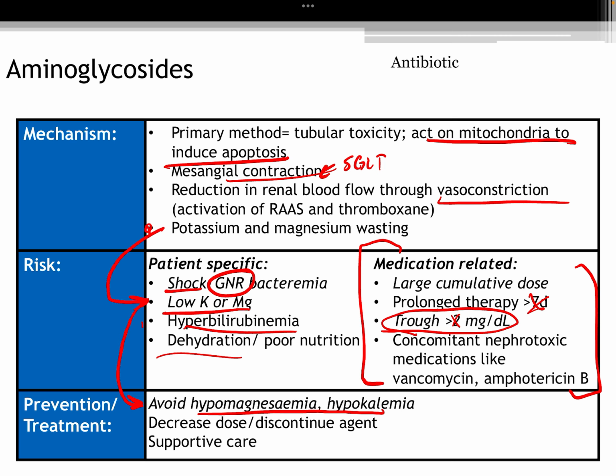Just so you guys know, some antibiotics that are aminoglycosides, because I know you guys haven't had ID yet. These are the mycins, gentamicin and tobramycin, and then amikacin.